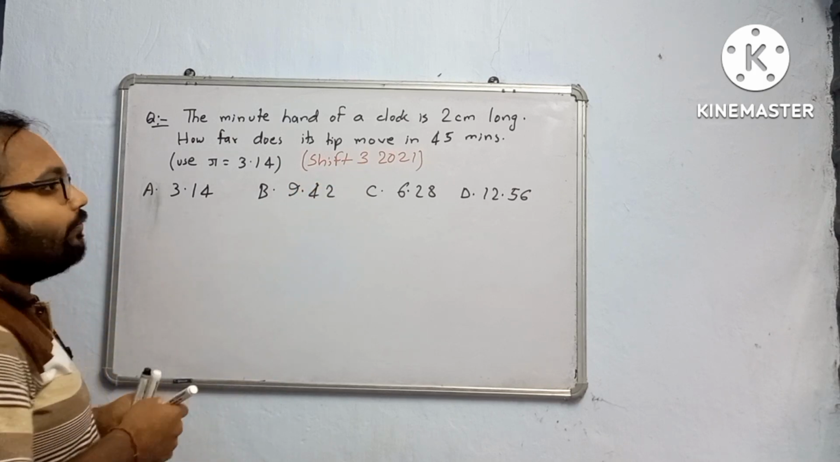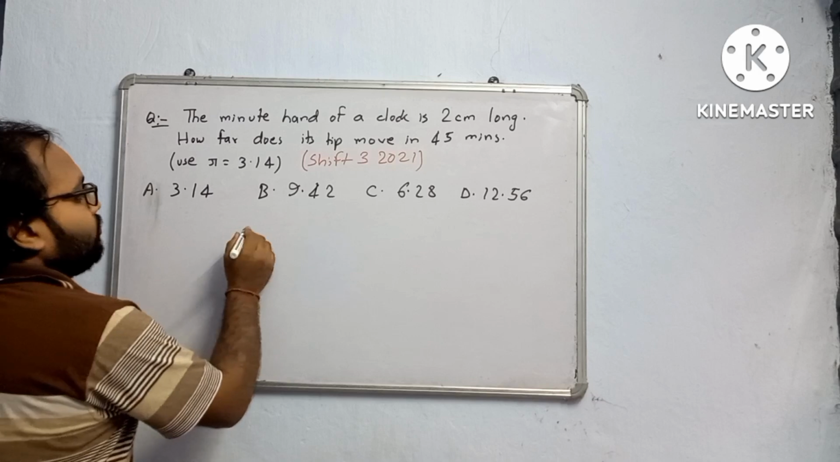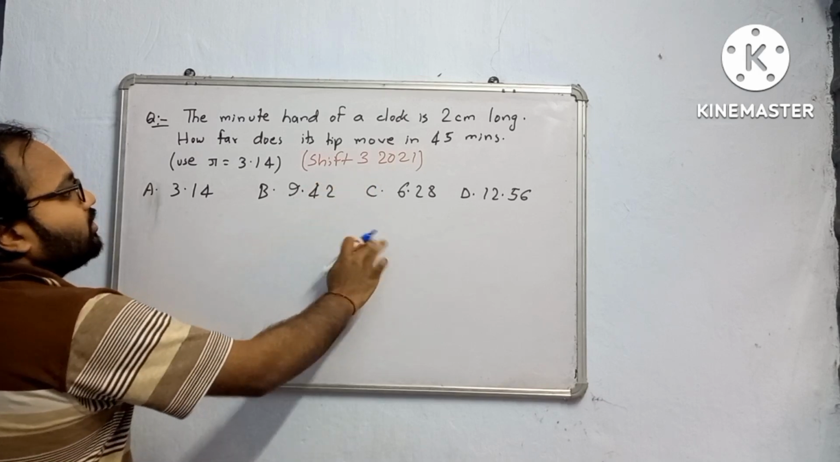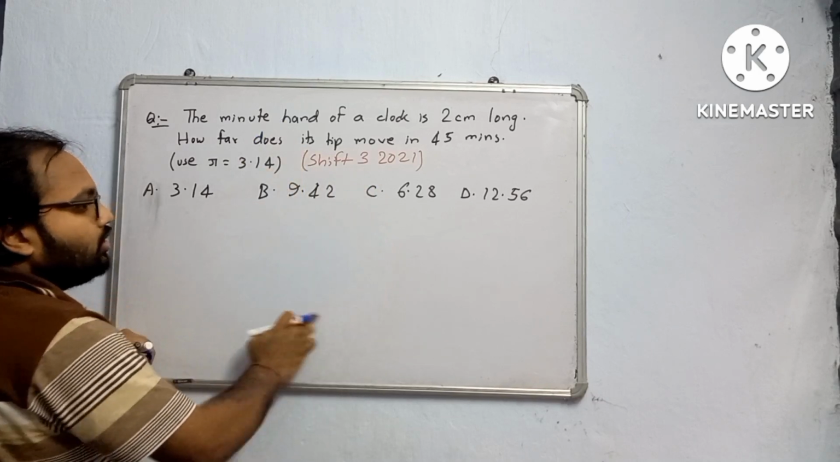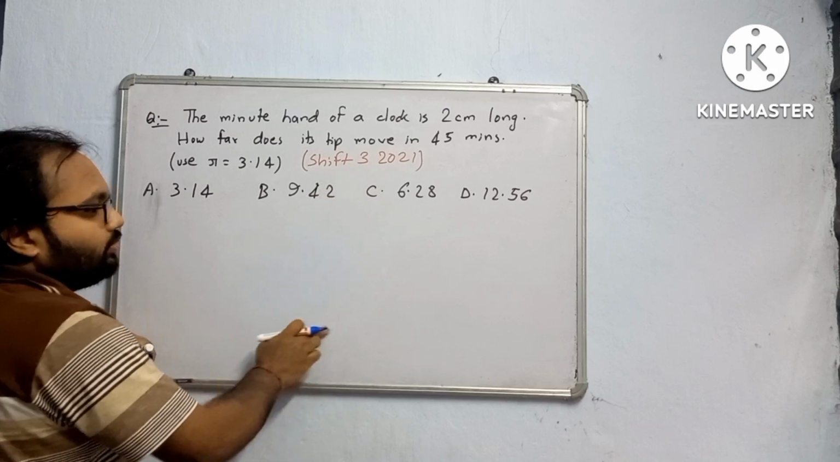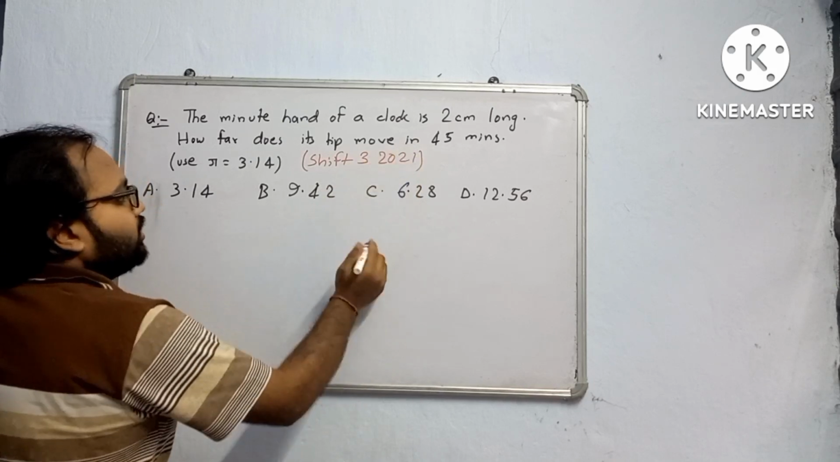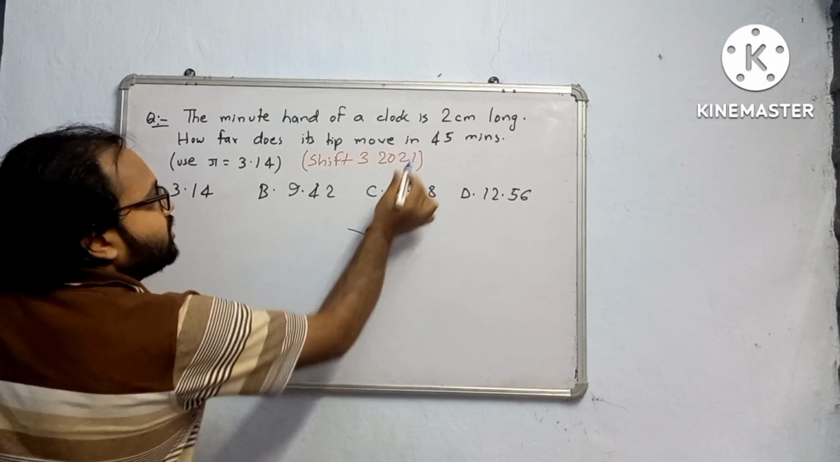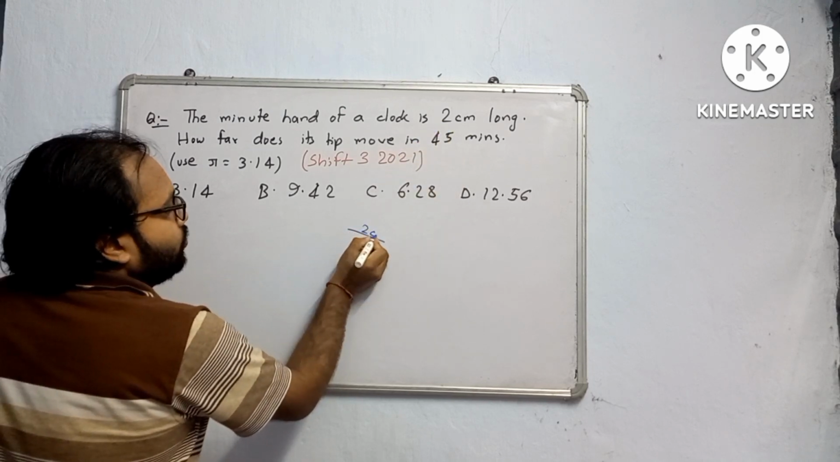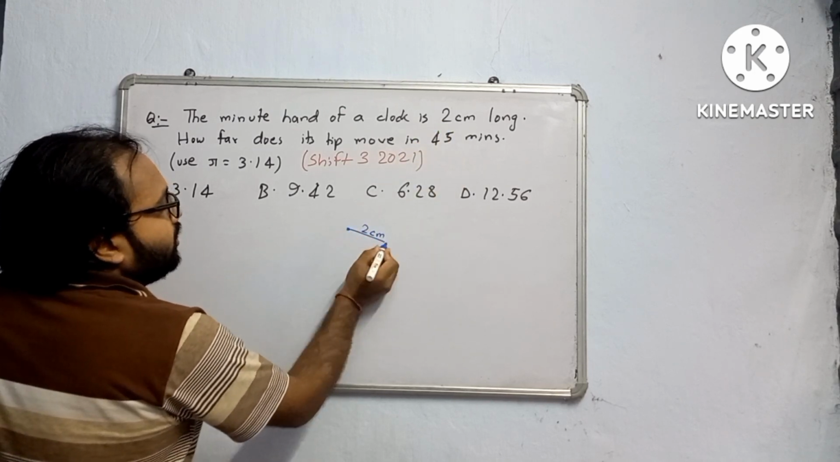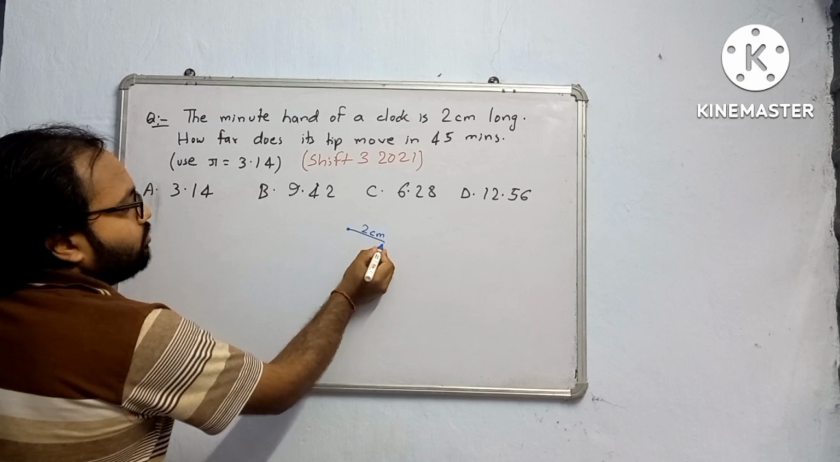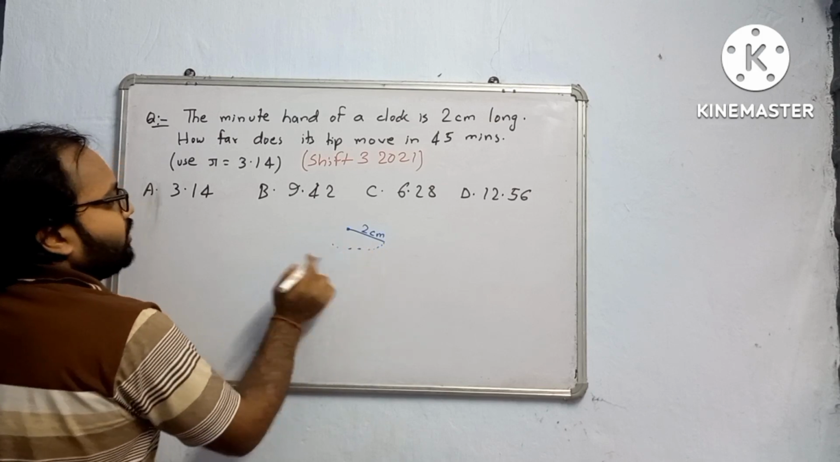Let us find how far it moves. So distance we have to find. What is distance? It is a clock. So if nothing else is said, it is a clock, then this will act as the radius. 2 centimeter is the radius and its tip is moving till 45 minutes.